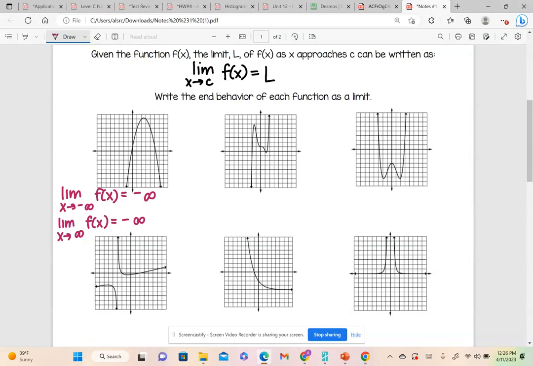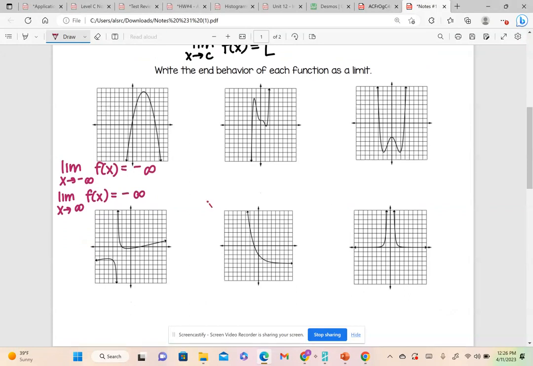Okay? I would like you guys to try the following ones. I would like you to try bottom middle, top right, bottom right. Write your end behavior as a limit, please.